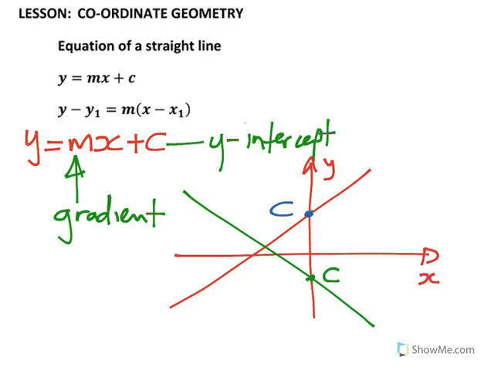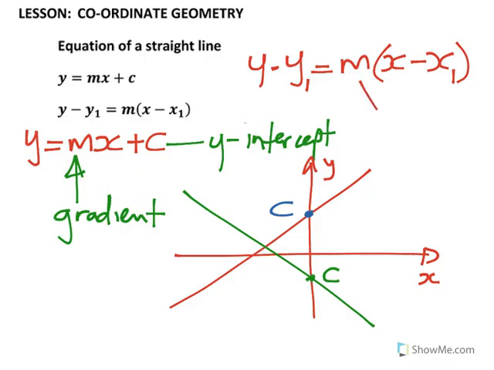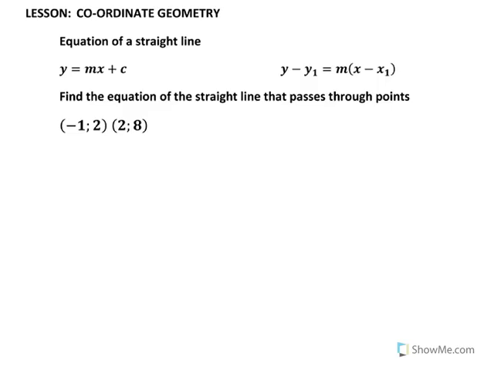The second equation of a line is y minus y1. Let me use my red pen. y minus y1 is equal to m(x minus x1). Now, in this case again, your m is still your gradient. It's still similar, just written in a different version. And your y1 and your x1 will be the coordinates that you'll be given. Let us look at these, and we use both equations to get the same answer.